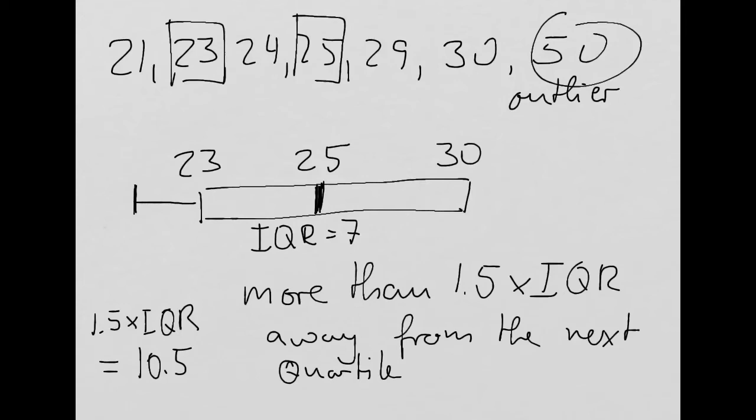So where would be the fence for an outlier when we look at the 23 here? Where would be the fence? So we would go in this direction, and we would go 10.5 units away from this 23. What's 23 take away 10.5? 12.5, right? So 12.5, here would be the fence.